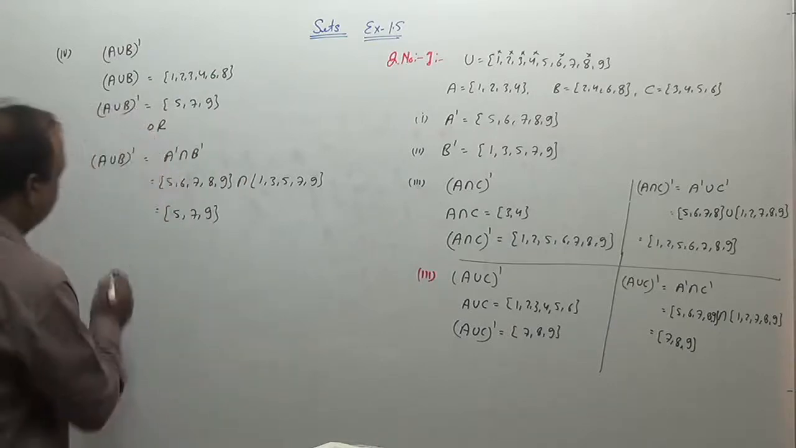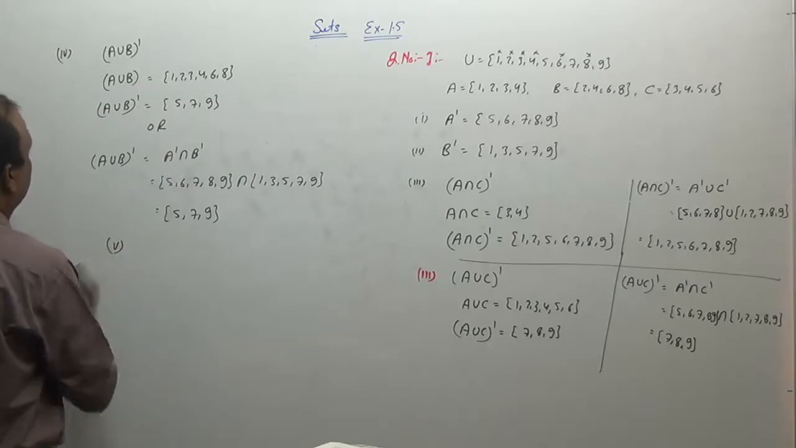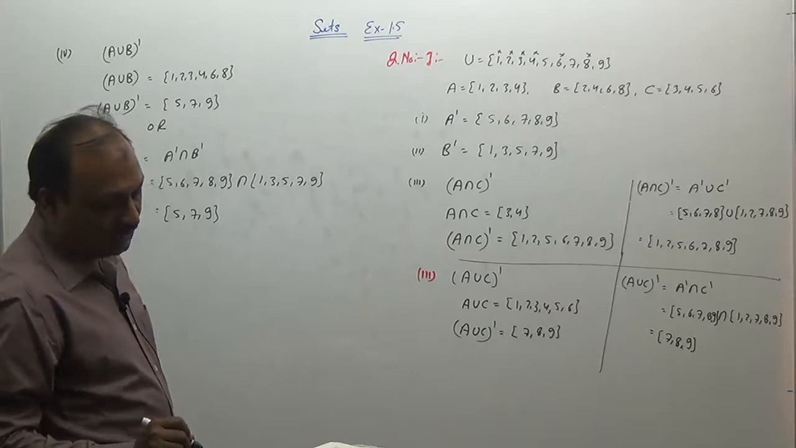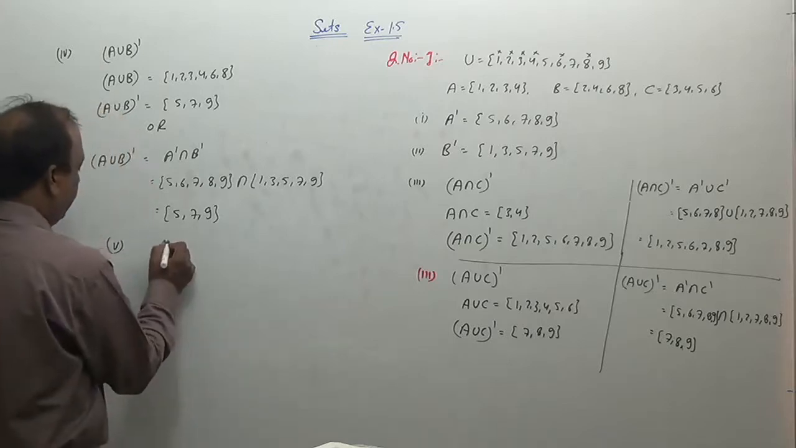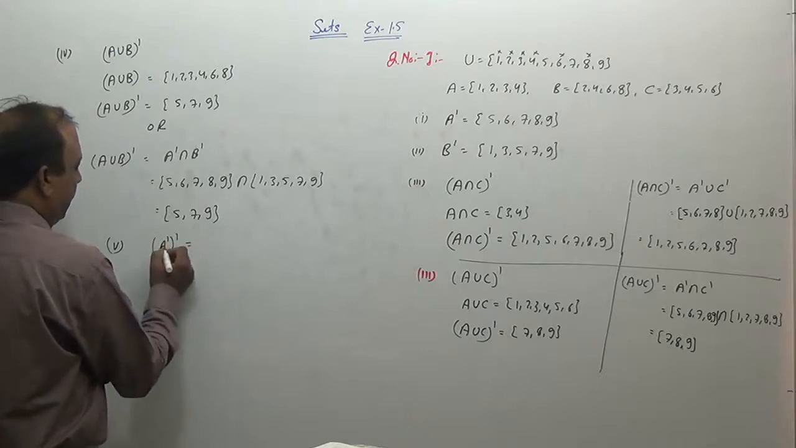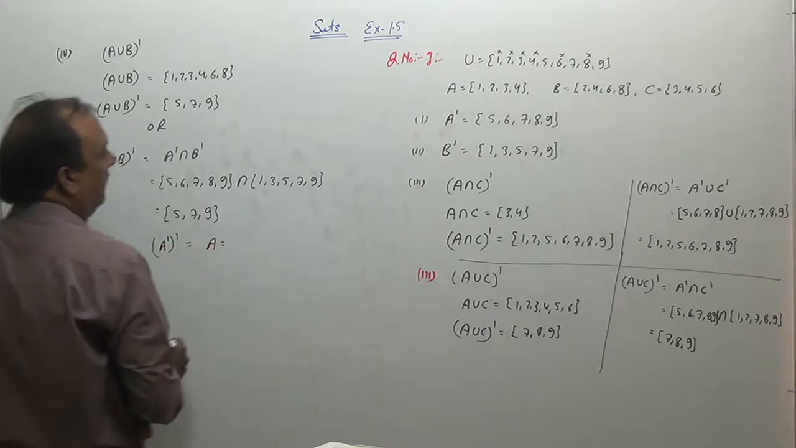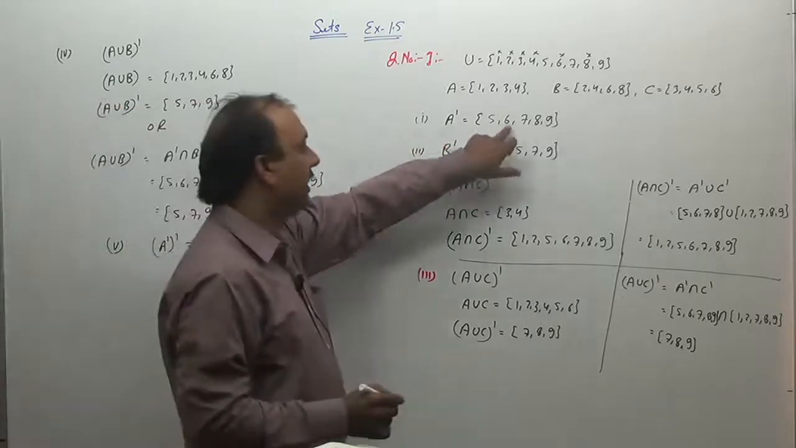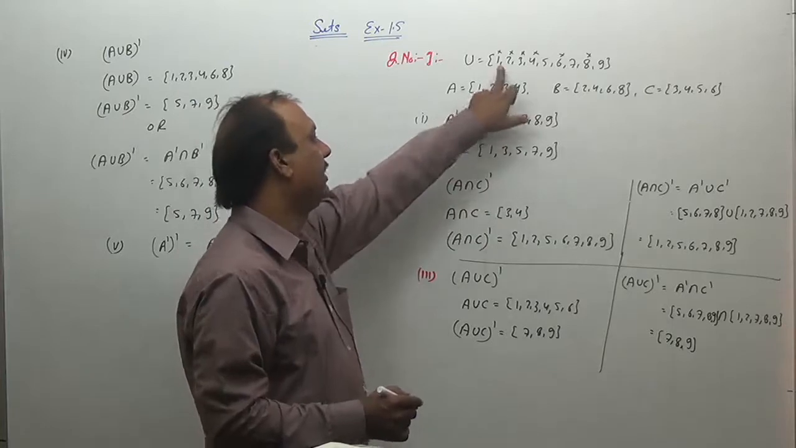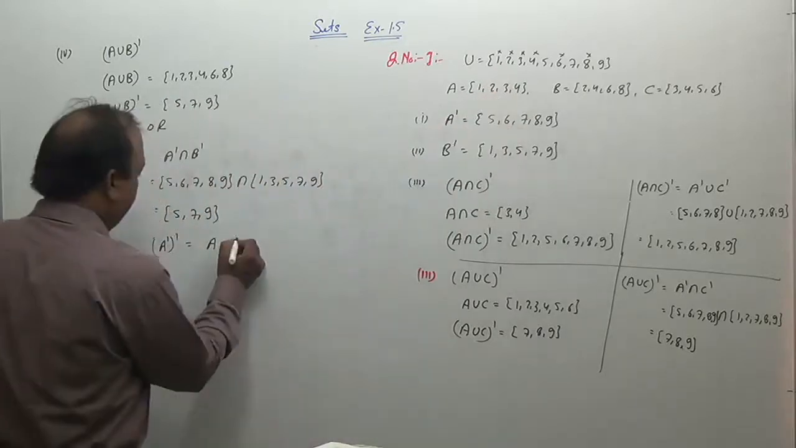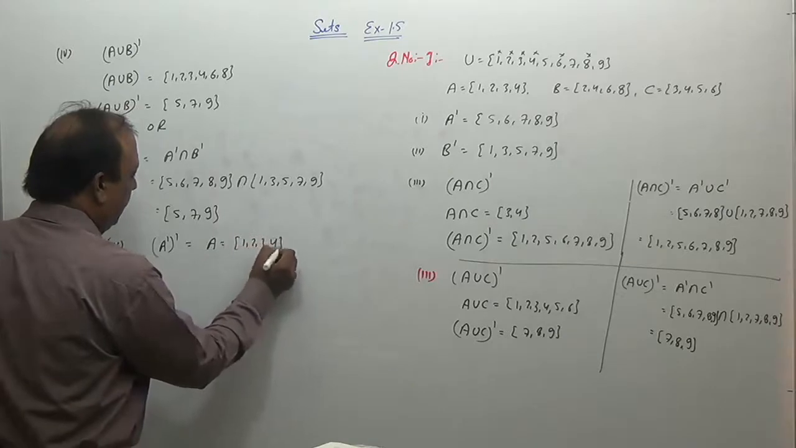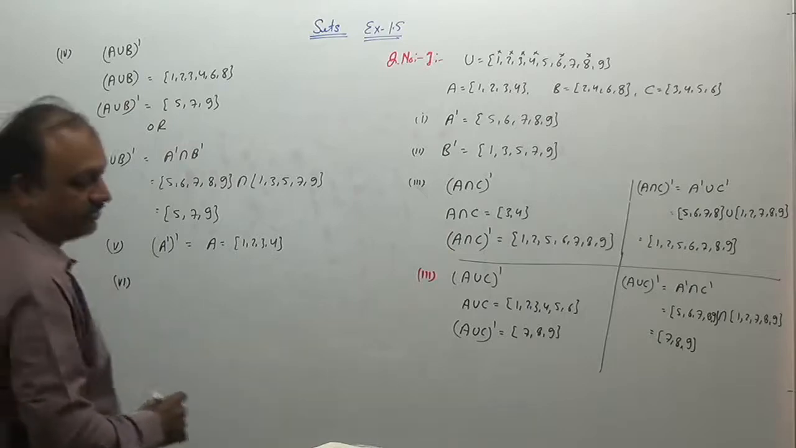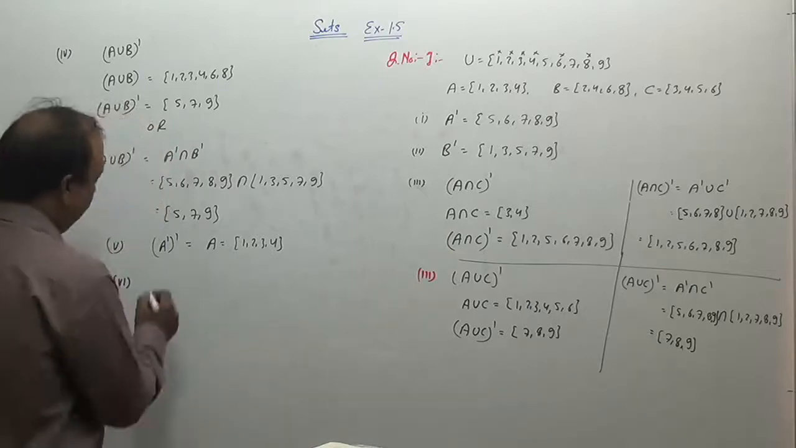Now the fifth part is A complement whole complement. We know that A complement whole complement is the set A itself by the property. First we take the A complement, then again taking the complement, we get the elements 1, 2, 3 and 4. And next, find the B minus C whole complement.